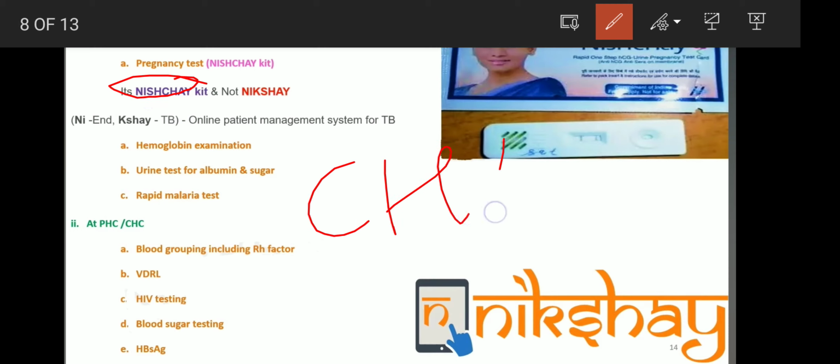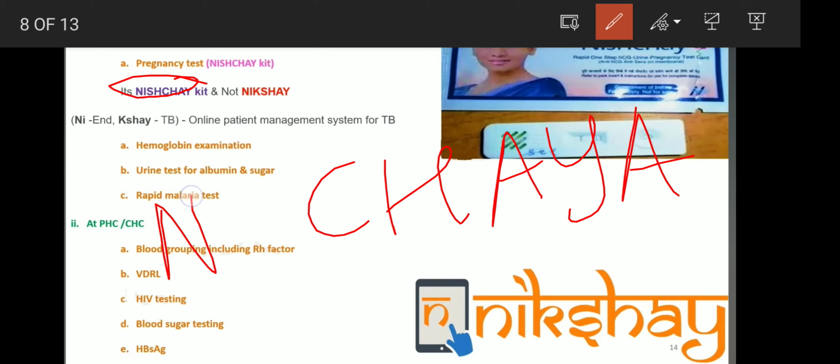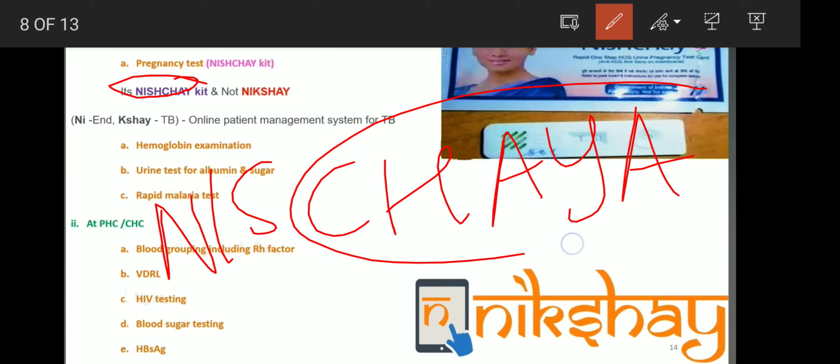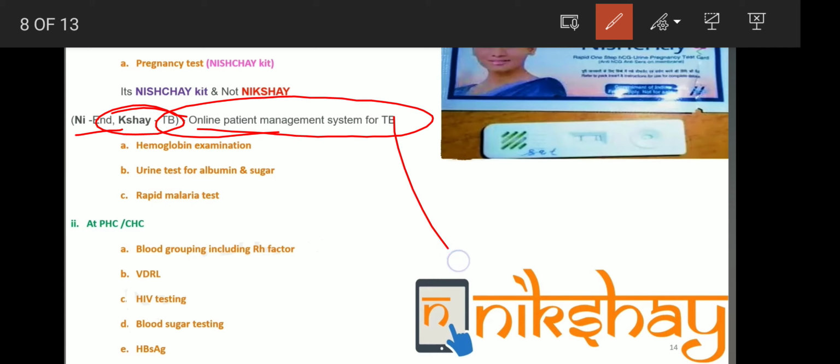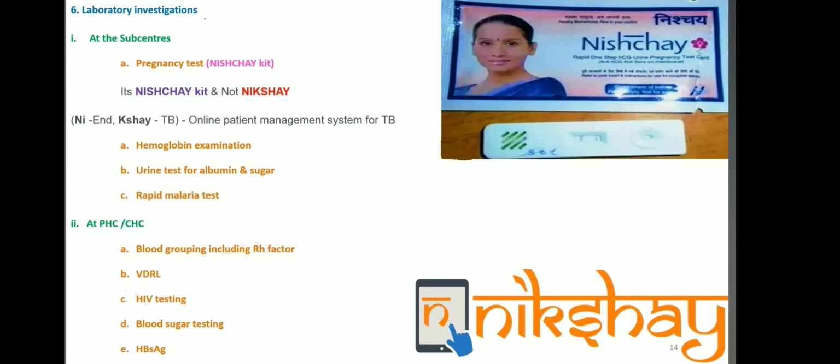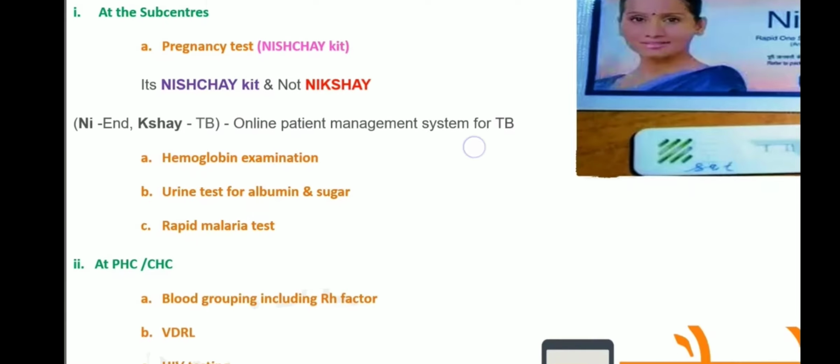Chhaya, we know, is the brand name under which all the contraceptive methods are given. So Nischay is the pregnancy kit. Nikshay is for TB, and an online patient management system for TB is used. Also, the laboratory investigations we were studying: in the subcenters, what do we have to do?